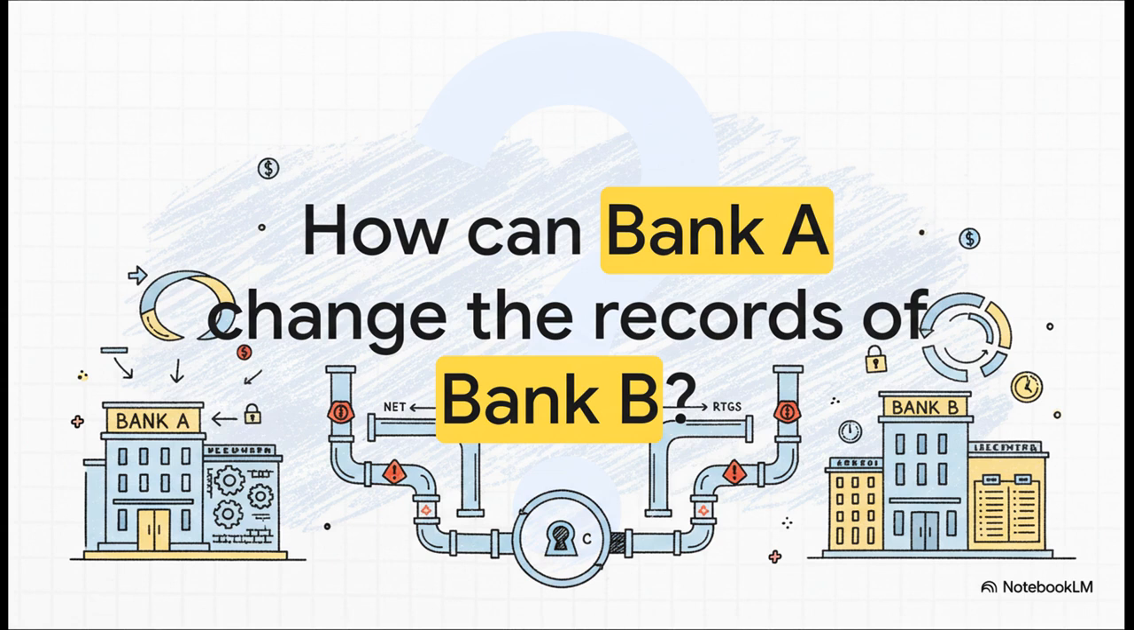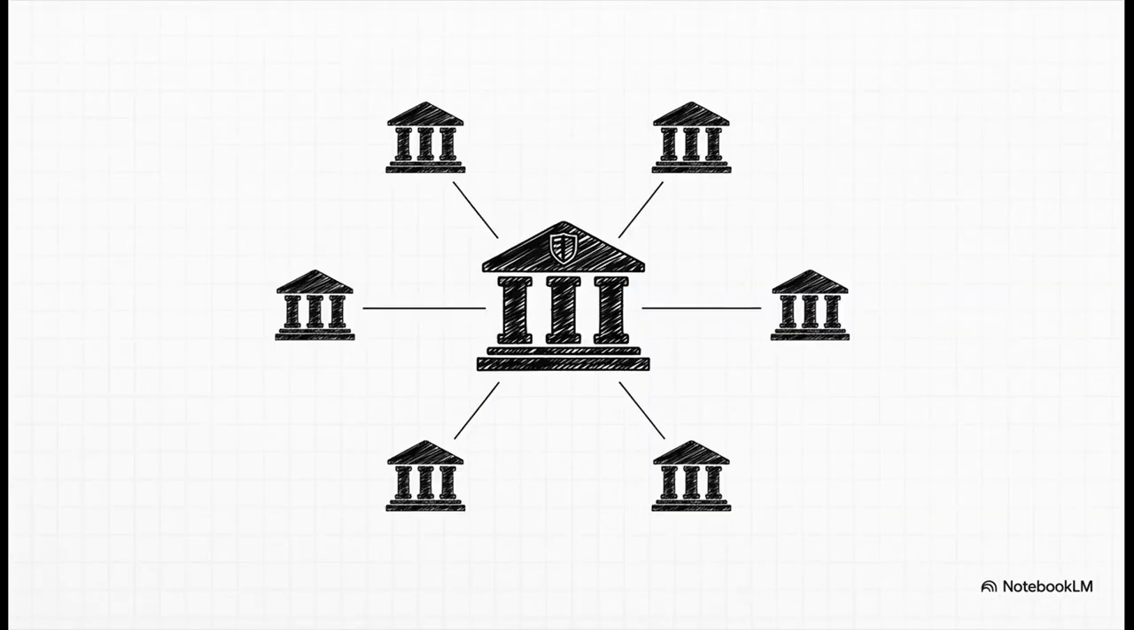The short answer is, it can't. They're totally separate companies. Bank A has zero authority to mess with Bank B's books. So they need some kind of trusted middleman to stand between them. This middleman acts as a central hub for everyone.